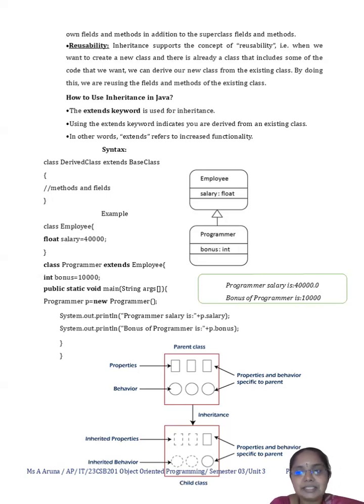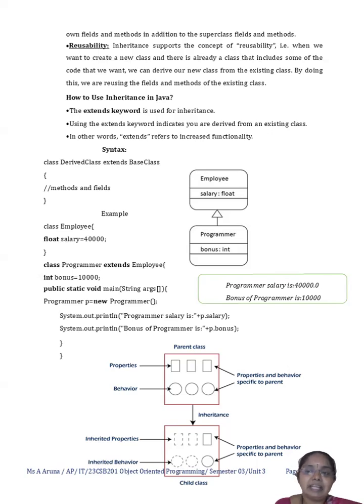And how can we use this concept in the Java language? By using the keyword called extends. Extends is the major keyword through which we use inheritance. By using extends, it indicates that the class is derived from the existing class, or in other words, we are going to increase our functionality. So what is the syntax for inheritance? This is the syntax. Class is a keyword, derived class is my derived class name, extends is a keyword, and base class is my parent class name. So we are extending our base class. That is the meaning of this.